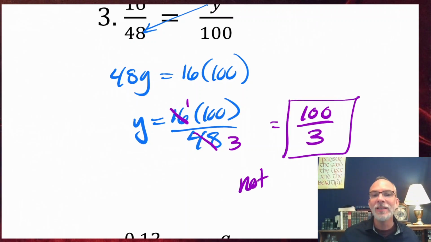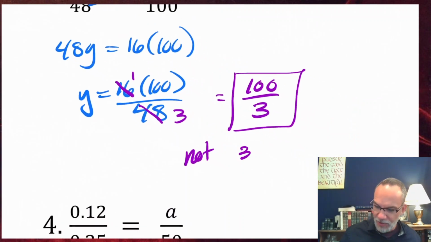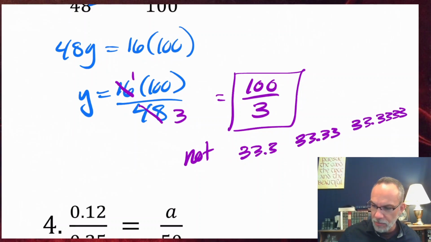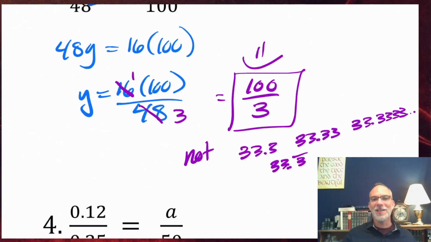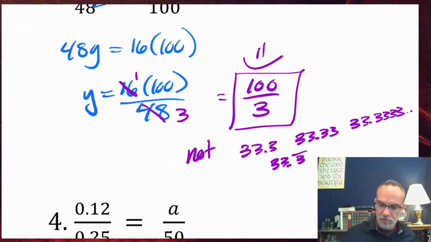Not really 33.3. Not 33.33. Not 33.3333. Although if you did, that would be okay. You might say 33.3 repeating, but that's awkward. 100 thirds is the best answer there for that one. Don't turn it into a mixed number. It's got to be a ratio.